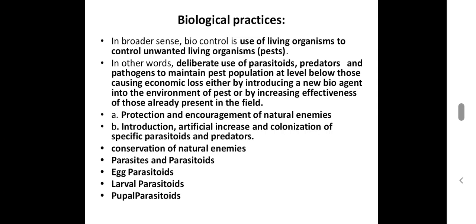There are some components. First one, protection and encouragement of natural enemies. Then introduction, artificial increase and colonization of specific parasitoids and predators. And the last one is conservation. It plays a very important role. First, let's see what are parasitoid, predator and pathogen.